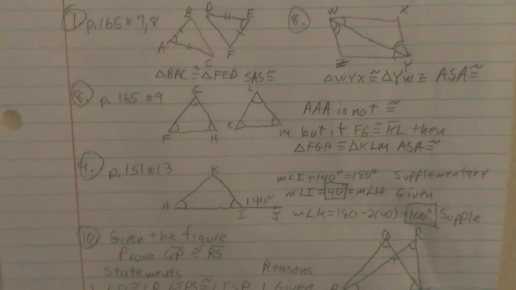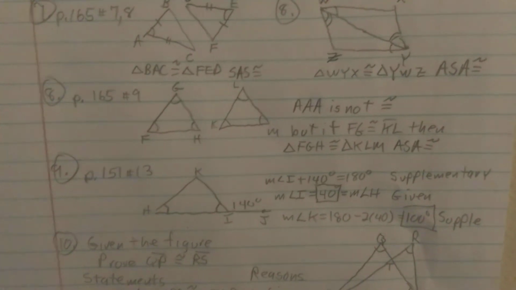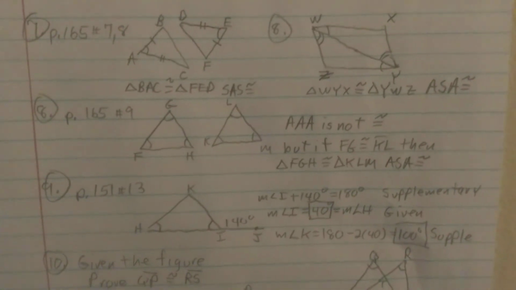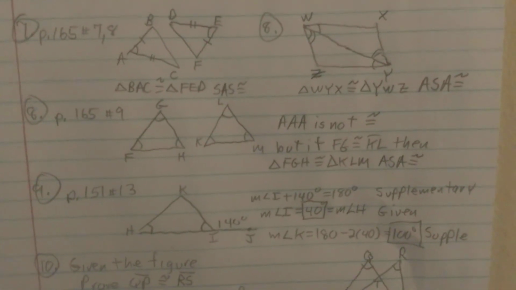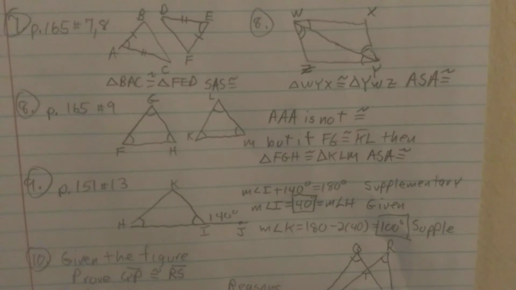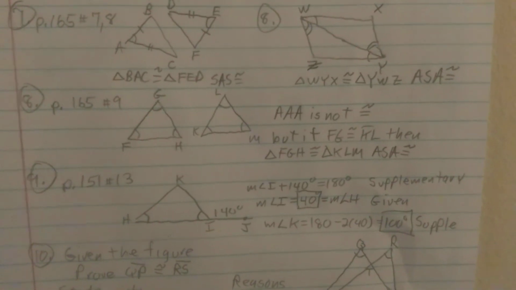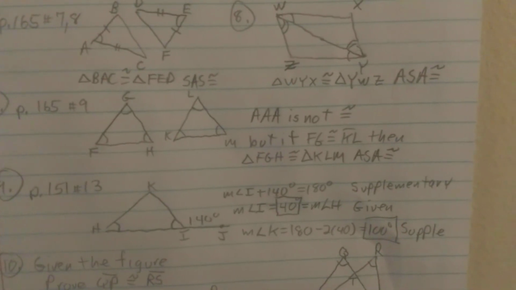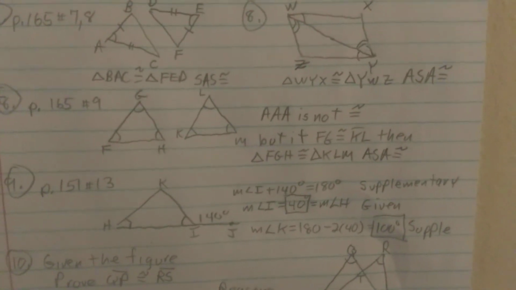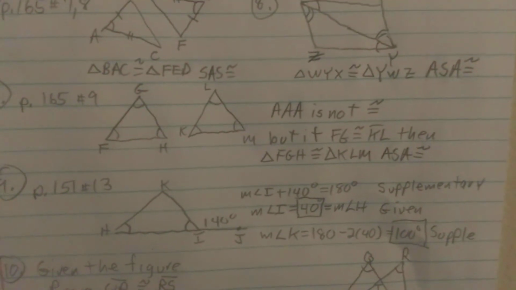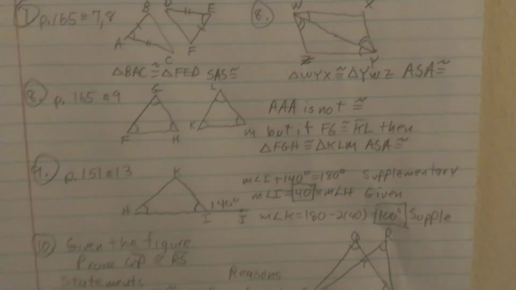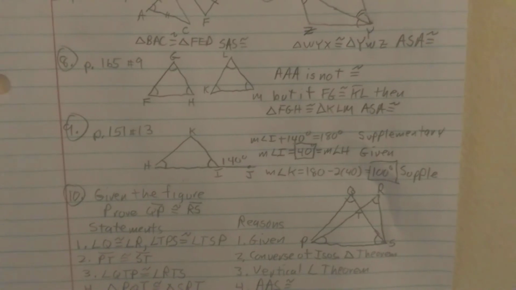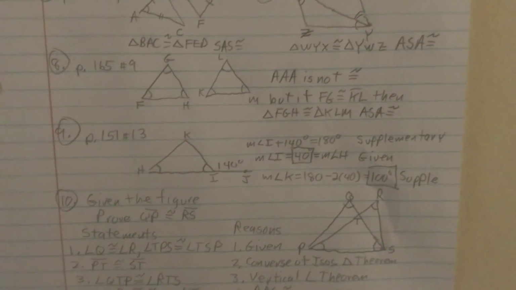Problem 9, we have triangle FGH and KLM. Both are equilateral triangles, but AAA is not a congruence theorem. But if we take FG congruent to KL, then we can make triangle FGH congruent to triangle KLM by ASA. And problem 9 is page 151, problem 13.